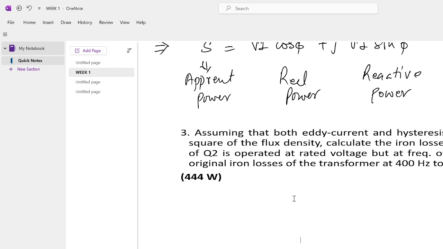Are you able to get the question? It is given that iron loss is equal to hysteresis loss plus eddy current loss. But it has been given, assuming both eddy current and hysteresis loss vary as the square of flux density. So let us assume that the overall iron loss, as per the question, is proportional to the square of flux density.